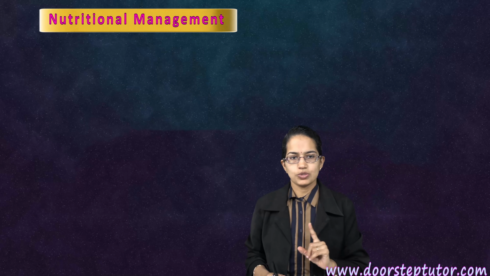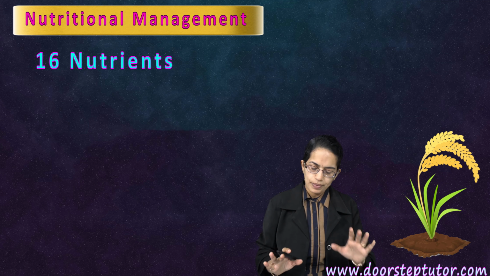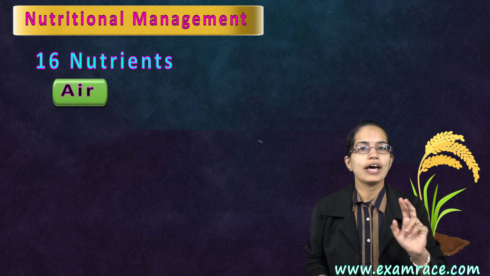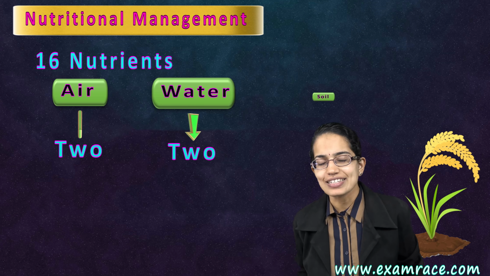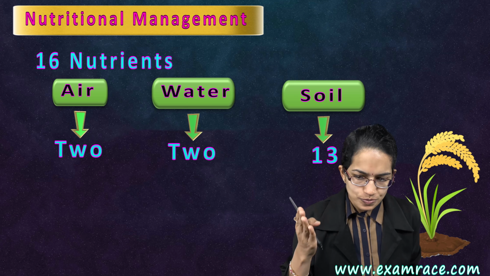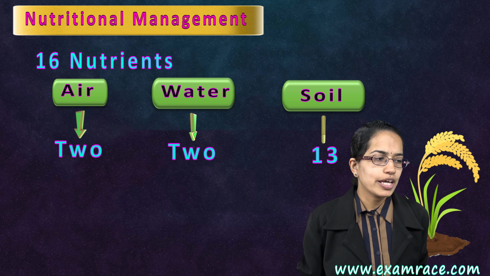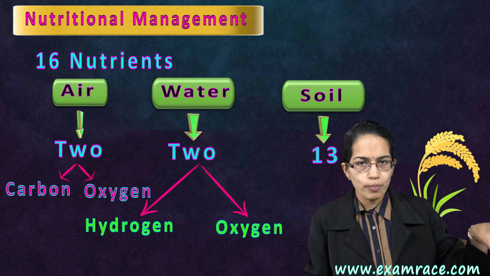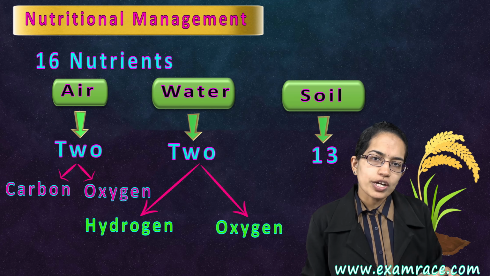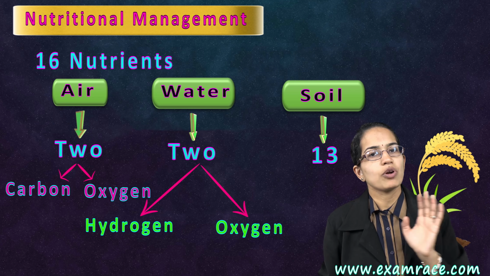The nutritional management. Nutritional management, we have 16 nutrients that are required for a crop or a plant, of which 2 are available from air, 2 from water, and remaining 13 from the soil. The 2 has common elements. So air has carbon and oxygen, water has hydrogen and oxygen. So oxygen gets common in these. Now air and water, we have 3 things that we get. Remaining all elements we get from soil.